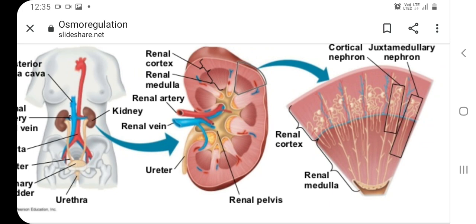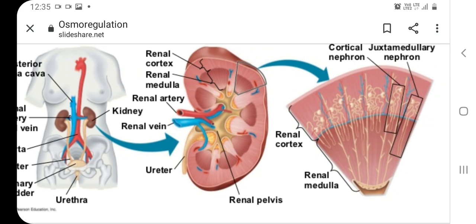When we take a cross section of the kidney, we can see the renal artery and the renal vein entering into the kidney, one carrying the oxygenated blood and the other carrying the deoxygenated blood away from the kidney. The renal artery brings oxygenated blood to the kidney.